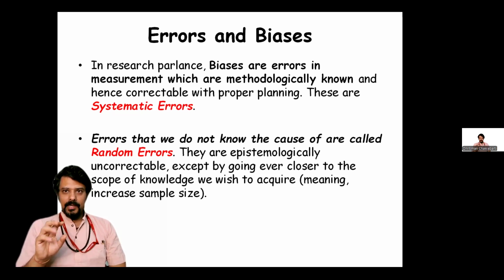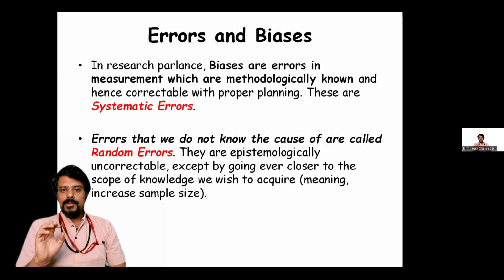Now, to reduce this confusion, we'll include two specific terms. That is, all biases are errors, but not all errors are biases. Okay. Now, in research methodology, biases are specifically the term used for those errors in measurement for whom the cause is known.